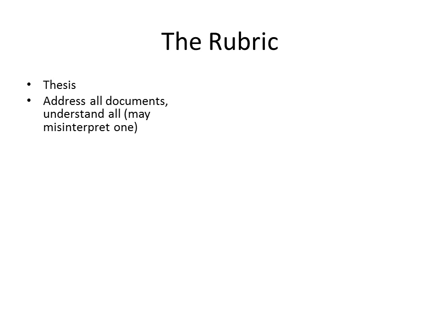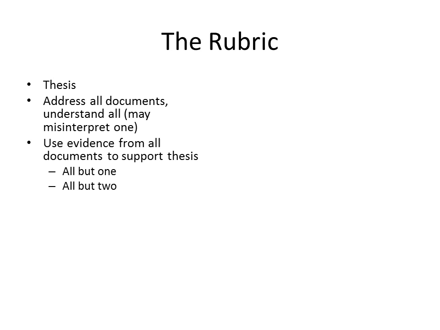So let's start with the rubric. The rubric here is similar to the other essays, but also very different because it has to do with the documents. So if you have to write a thesis statement, you have to address all the documents, and you have to understand all the documents. You can misinterpret one if you need to. You need to use all these documents for evidence. You can get different levels of points if you use all but one and if you use all but two. But the best bet is to use evidence from all the documents to give yourself the best shot.